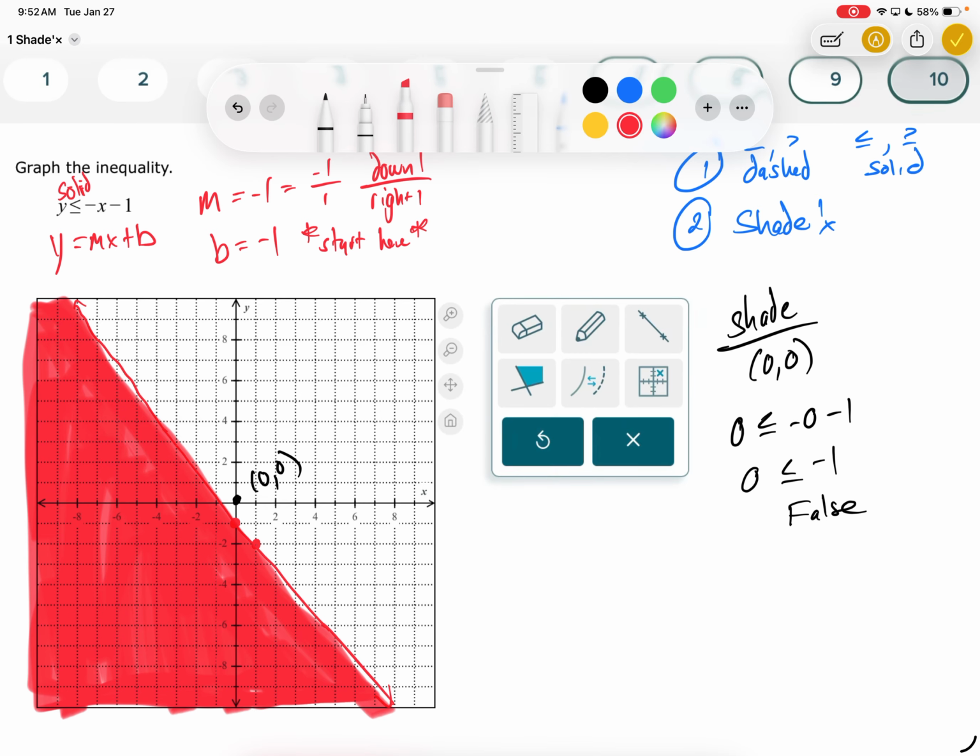Okay, so I shade on that side. I shade away since it's false. If it's true, I shade towards it; if it's false, I shade away from it.